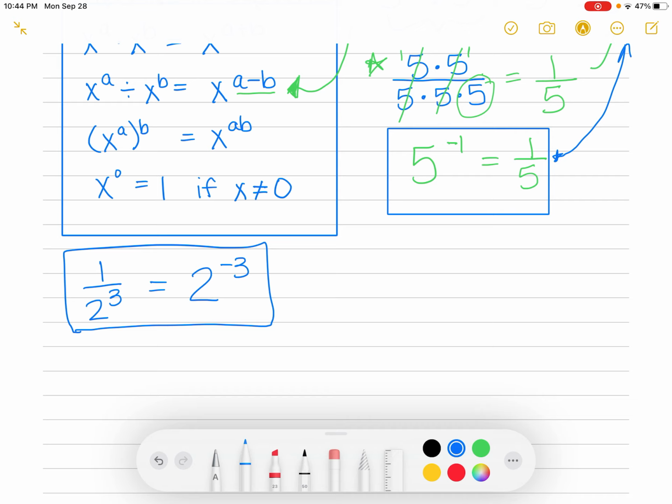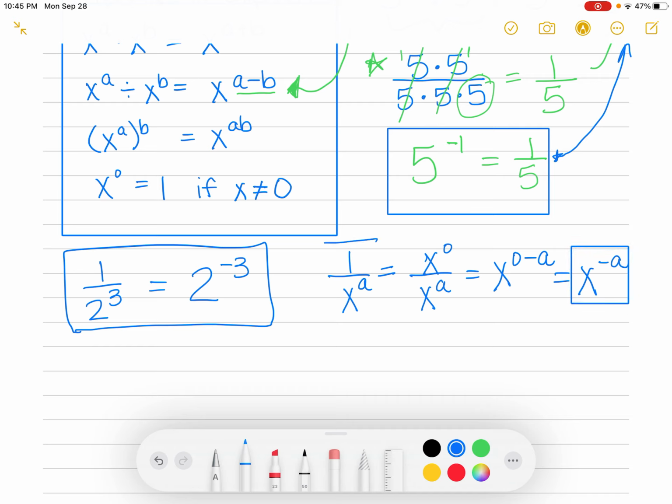Here's a way to prove that. If I had 1 over x to the a power, that would mean 1 is the same as x to the 0 power, over x to the a power. And if I'm dividing, I would subtract. And if I subtract 0 minus a, that gives me a negative a. So you see how this one became the same as this one with all those equal signs. These are both the same.